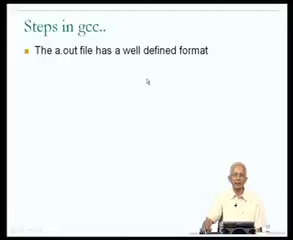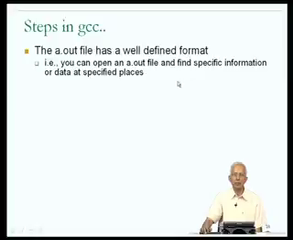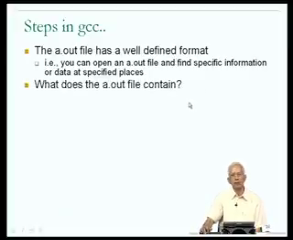Now it turns out that the a.out file has a very well defined format. What I mean by this is that if you could read the a.out file and you knew what the format was, you would know where the different things of relevance to you are available in the a.out file. So if you could actually open an a.out file, you would find specific information or data at specific places. That's what it means to have a well defined format. Which raises the question of, what does the a.out file contain? When you wrote the hello.c program, you knew exactly what it contained. It contained the statements, the variable declarations, and so on. So you suspect that the a.out file must contain equivalent things in the machine language.